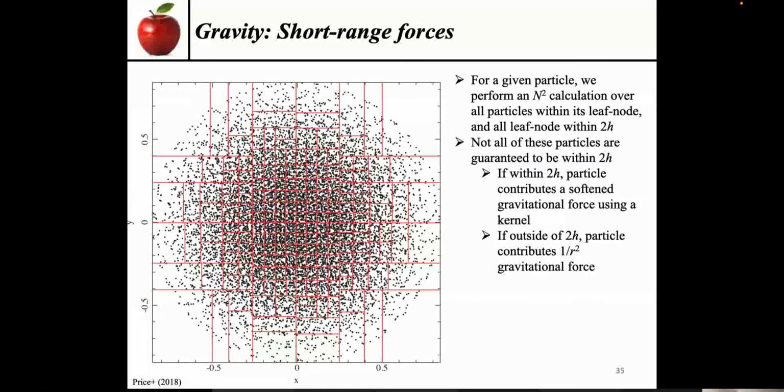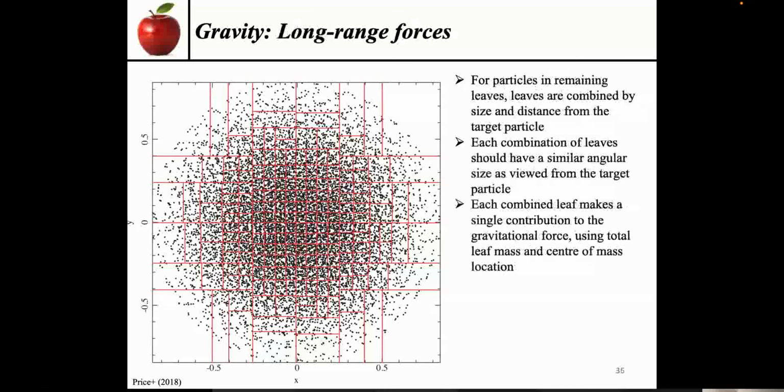If we're within 2h, then we'll want to use softened gravity. Because as you know, since it's a 1 over r squared calculation, if you have two particles very close to each other, you can get a very, very high acceleration, which is not physical. So if we're within 2h, we have a softened gravity. If we're still in the cell that we're calculating with, but outside of that, then we just use a straight up 1 over r squared calculation. So now we know what the short-range gravitational force is close to us.